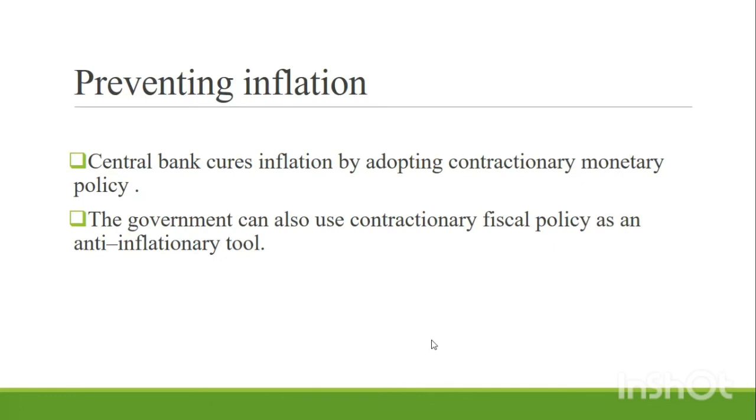On the other hand, government also uses the tool of fiscal policy to control inflation. Government will use contractionary fiscal policy for the purpose of controlling inflation. Contractionary fiscal policy means government will increase the level of taxes and decrease public expenditure.